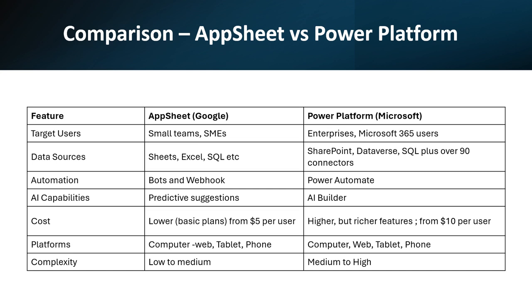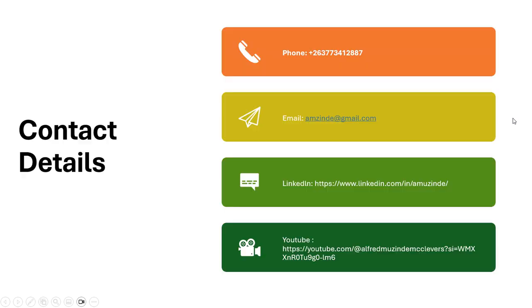Then on the platforms that you use these two technologies on. With AppSheet, you can use your apps on the phone, on tablet, on the web. So you don't need to be in your office to monitor your business. You can just be monitoring in real time on your mobile phone. Same applies to Power Platform. Then in terms of development complexity, AppSheet is low to medium. Power Platform is medium to high, depending on the development skills of the people who are doing the development.